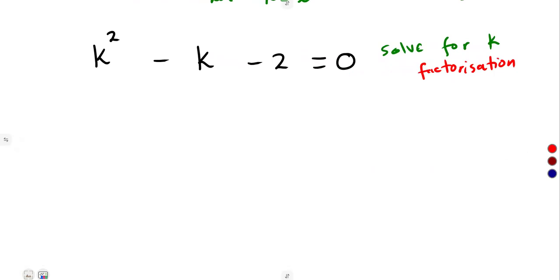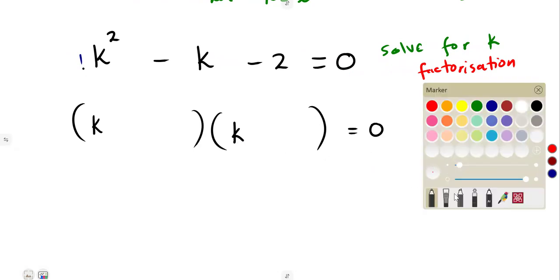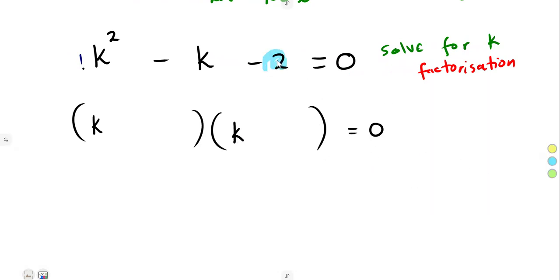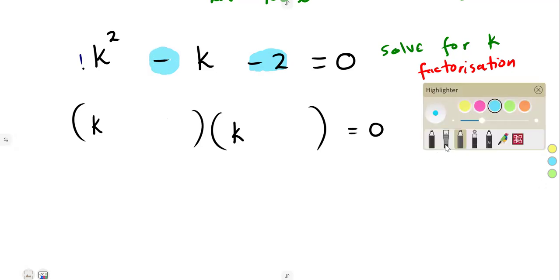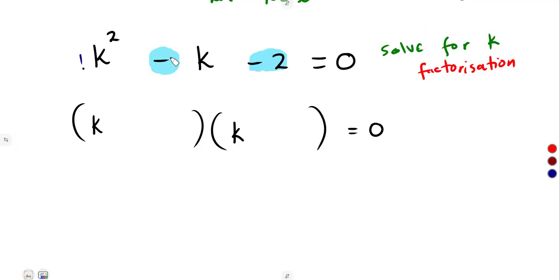There's no need for us to use the cheat method, because the coefficient of k squared is 1. So our factorization is just going to be direct. To get positive 1, we must have k and k here. Looking at the constant, -2, what are the factors? These products must add up to a negative. What is that negative? -1.